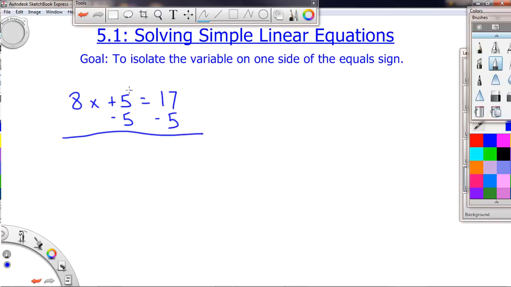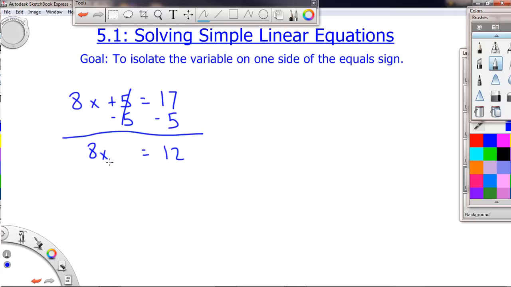Okay, positive 5, negative 5, these cancel out, leaving me with 8x. Drop my equal sign down. 17 minus 5 is 12. So now, once we finish this step, by the way, we're done looking here. Now we're looking at this equation.